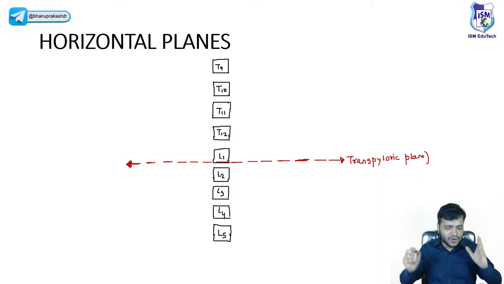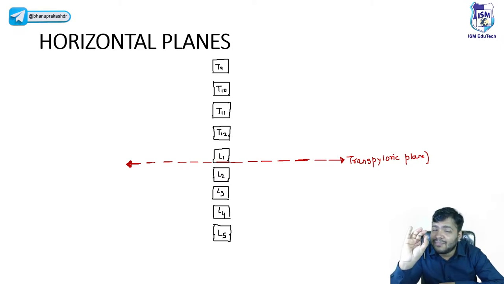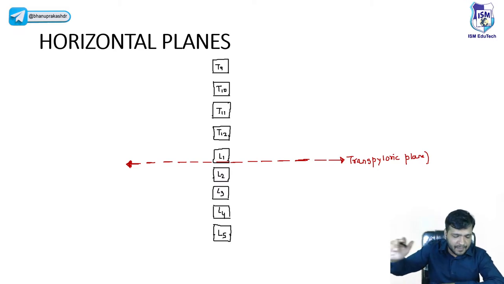Now guys, what do you mean by pyloric? You know which part we are talking about. Those who have studied embryology know that the lowermost part of the stomach is called the pylorus. So somewhere here is the pylorus, and that is why we name this plane so. It is passing through the pylorus of the stomach, so that's why it is named the transpyloric plane.